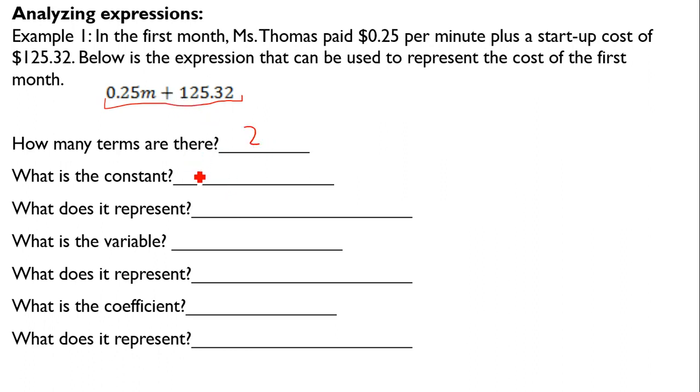The constant, remember, does not have a variable, so we got 125.32. What does that constant represent? Well, that was our startup cost. What is the variable? Well, I see this m, and it said that it was per minute. So minutes. What is the coefficient? Remember, that's the number in front of the variable, so the 0.25, and that represents 25 cents. Okay.